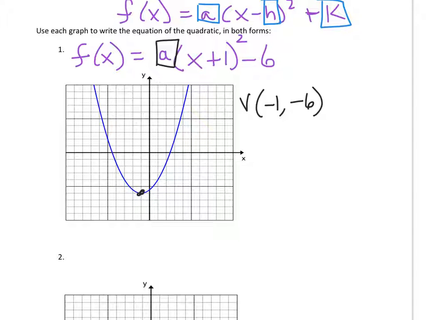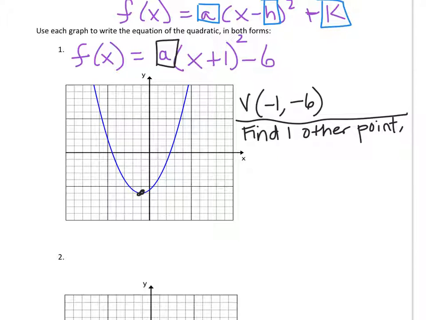So to find a, I really need to figure out how wide or narrow this is. And I know a should come out positive when I'm done, so that's a good check. To figure out what a is, I'm going to find just one other point on the graph. You want it to be a nice whole point. And I'm going to plug into my equation, plug in for x and y, x and f of x.